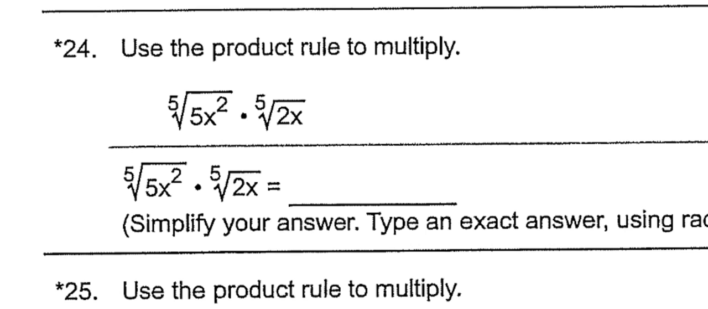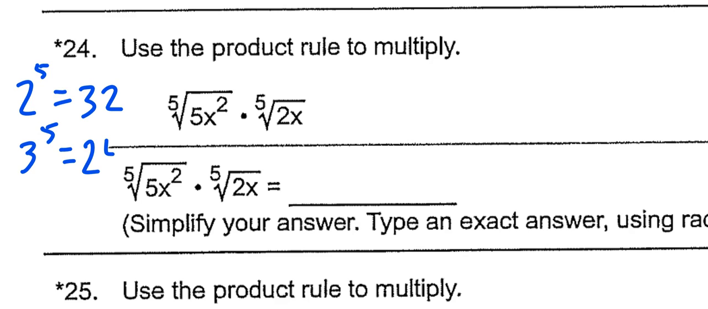For number 24, we're dealing with perfect fifths. So 2 to the fifth is 32, 3 to the fifth, 243. You can see the list is growing really fast. Put them together into one fifth root.